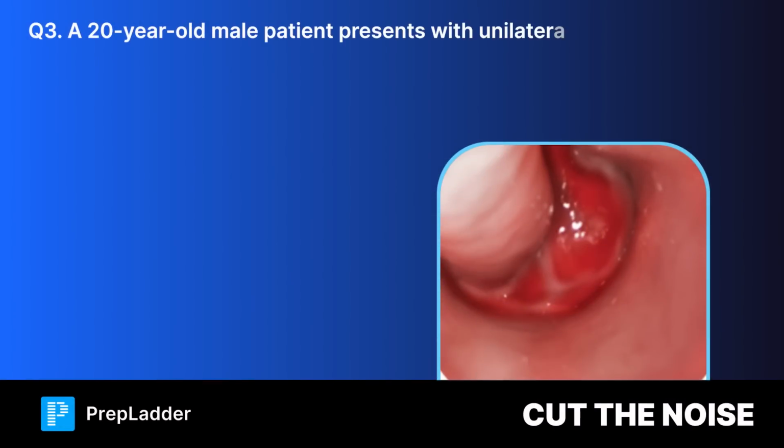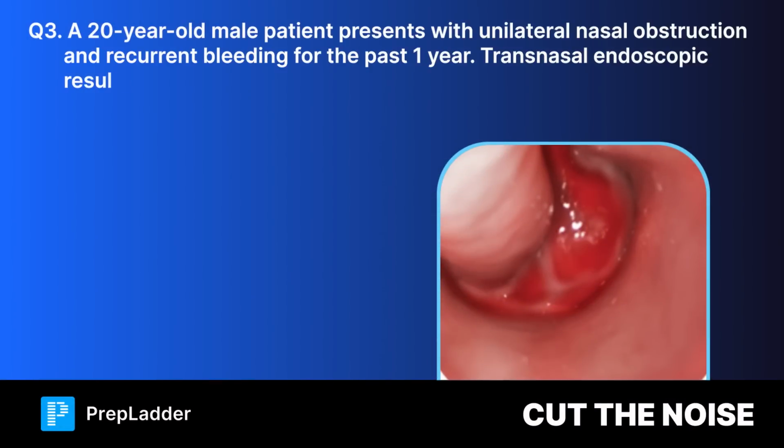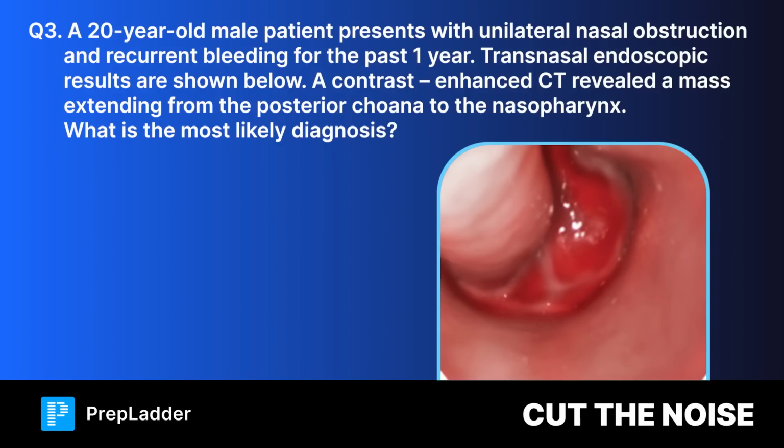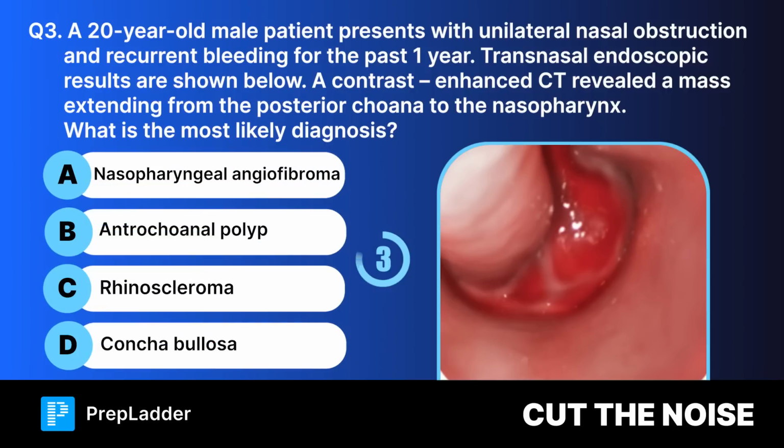Question 3. A 20-year-old male patient presents with unilateral nasal obstruction and recurrent bleeding for the past 1 year. Transnasal endoscopic results are shown below. A contrast-enhanced CT revealed a mass extending from the posterior choana to the nasopharynx. What is the most likely diagnosis? Your options are, and the correct answer is nasopharyngeal angiofibroma.